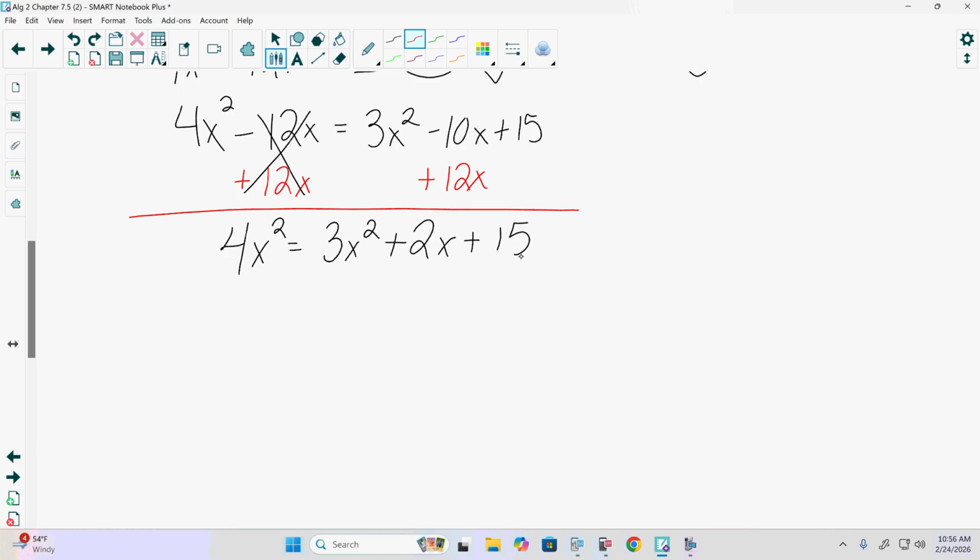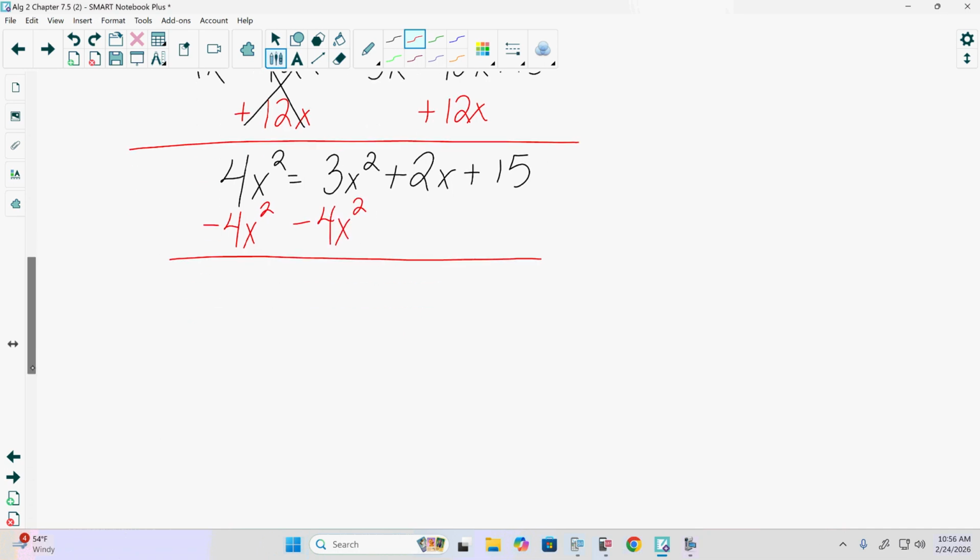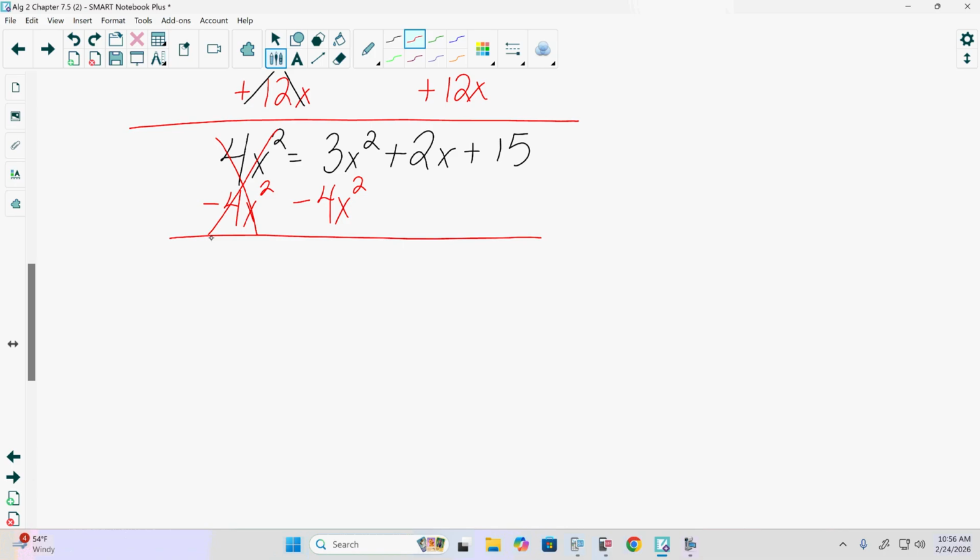What would we do next? Minus 4x squared. And when we subtract 4x squared from both sides, our 4x squared minus 4x squared will indeed give us 0. 3x squared minus 4x squared is going to be negative 1x squared plus 2x plus 15.